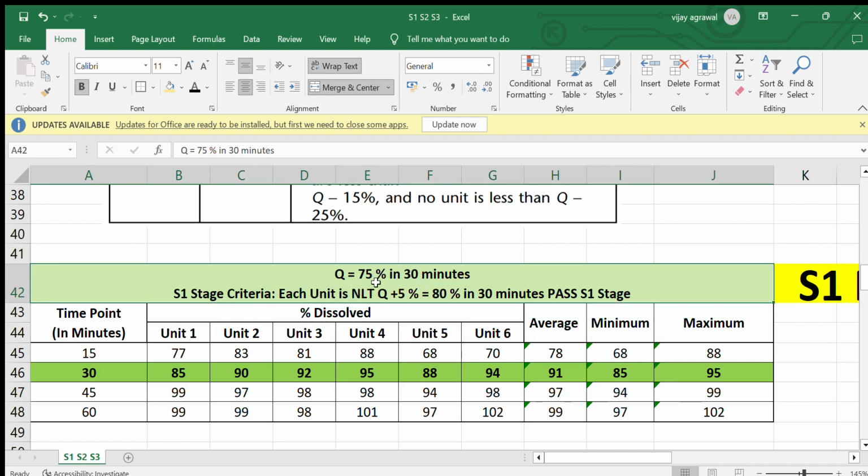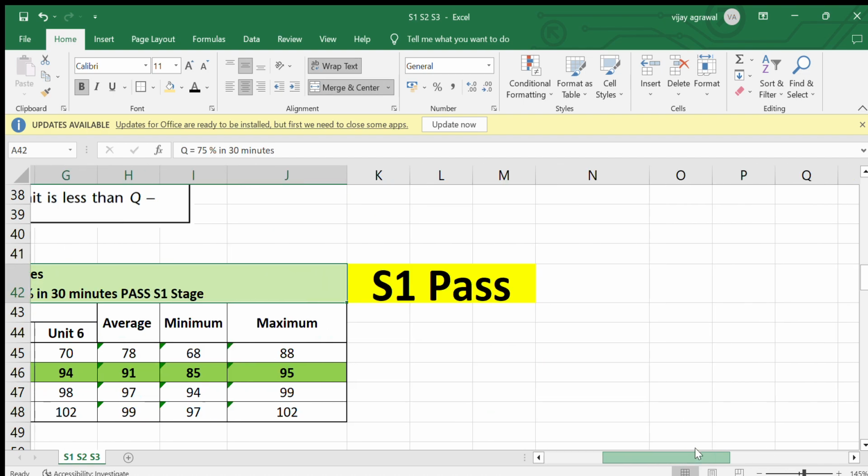Our Q value is 75% in 30 minutes. S1 stage criteria is each unit is not less than Q plus 5, that is 80% in 30 minutes. So here you see all the units are above 80%. That's why this S1 test is passing.